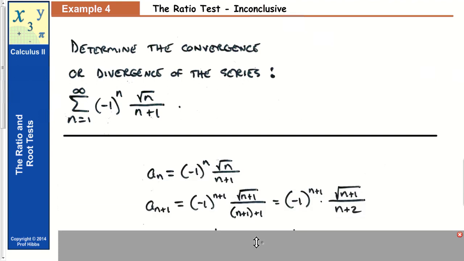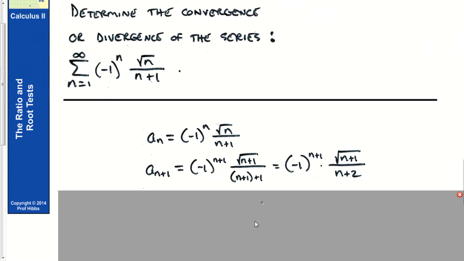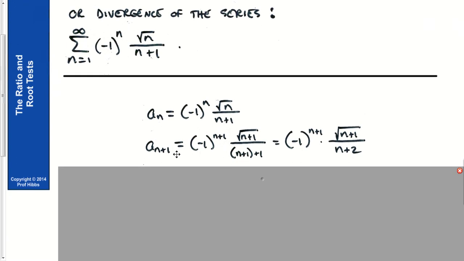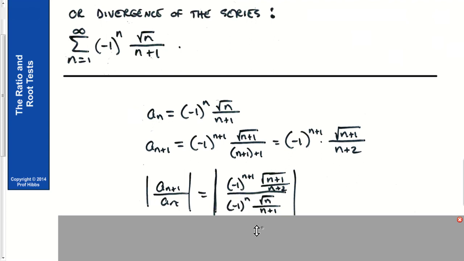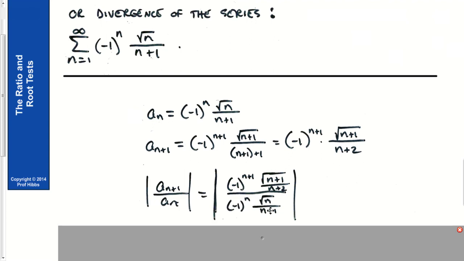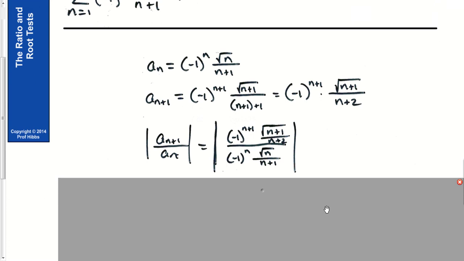So anyway, we're going to try to use the ratio test. And so using the ratio test, we need to determine a sub n and a sub n plus 1. Well, a sub n is simple. A sub n plus 1, all the n's are replaced with n plus 1s, aren't they? And so we get the term negative 1 to the power n plus 1 times square root of n plus 1 over n plus 2. Remember, you can stop, pause, slow down anytime so you have a chance to look at this. I'm going to go through this one pretty rapidly because we have some experience already.